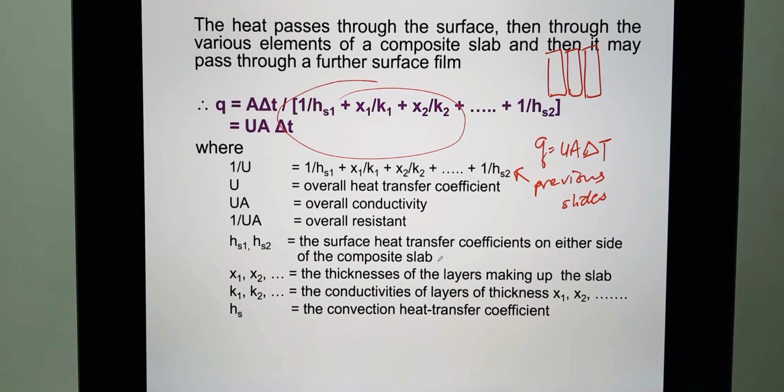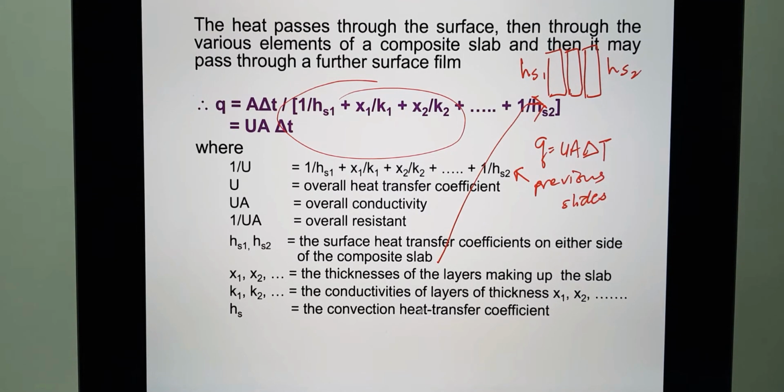Okay, this one is one side. For example, this one HS1 and this side is HS2. Alright. We don't consider the center material. We are more concerned with the outside and the inside part of the composite slab. Alright, and then X1, X2, this one is the thickness of the layers making up the slab. K1, K2 is the conductivities of layers of thickness X1, X2.